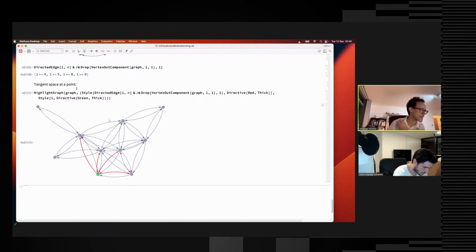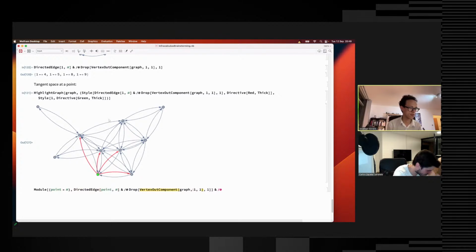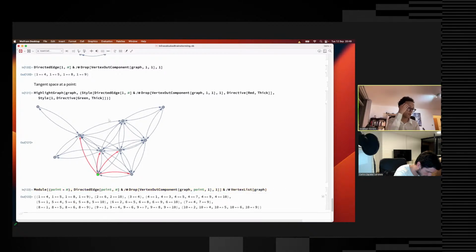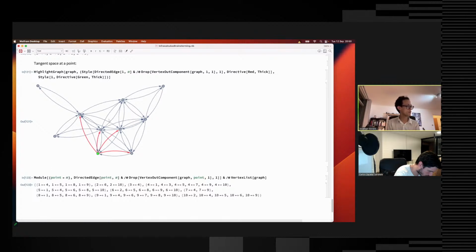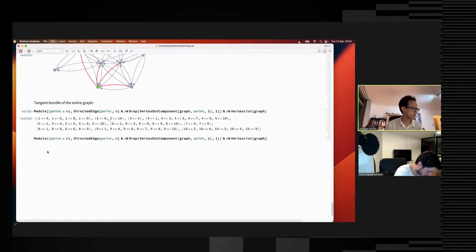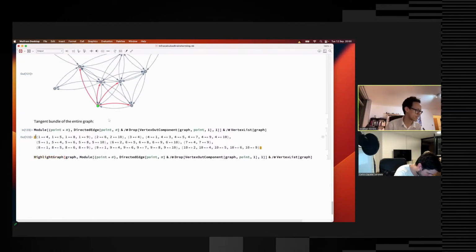And now, if we wanted to obtain the tangent bundle, the idea would be we literally take that and quantify over the points. So now instead of 1 here, we say point, over the vertex graph. Okay, so that gives us the tangent bundle of the entire graph. Now the tangent bundle is just the disjoint union of all of these, effectively the equivalent of this list.